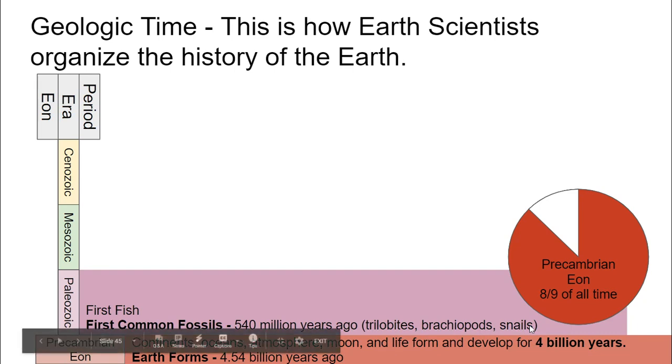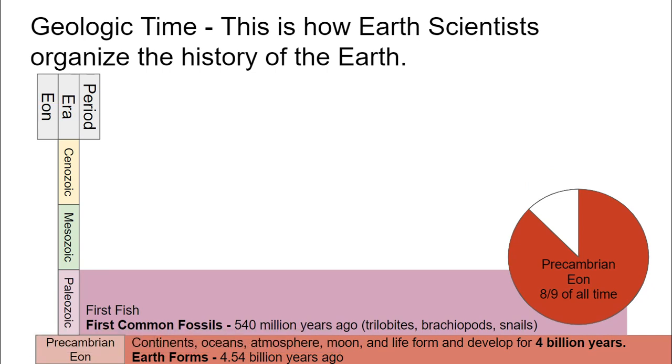And then we have our first fish. So our first fish are going to look like sort of a worm, except it's going to contain a spinal cord of sorts, and it'll have mouth parts. The mouth parts are called conodonts. So we have our very first fish, and they are going to develop over time.